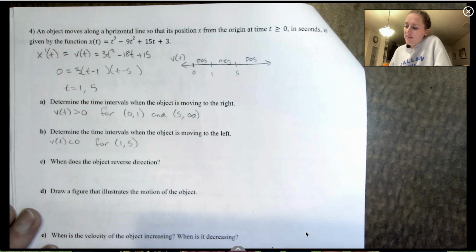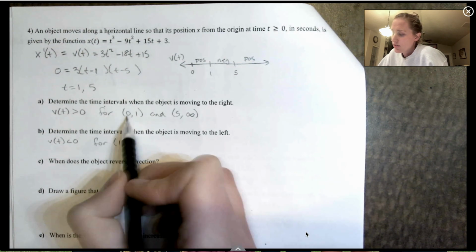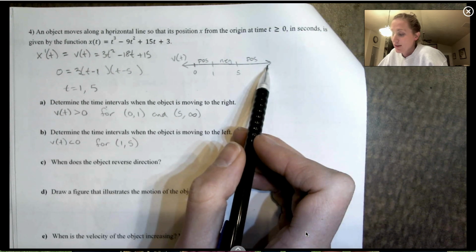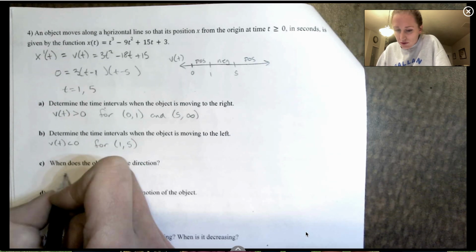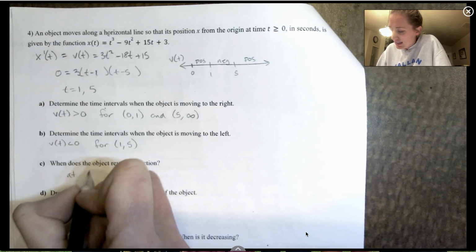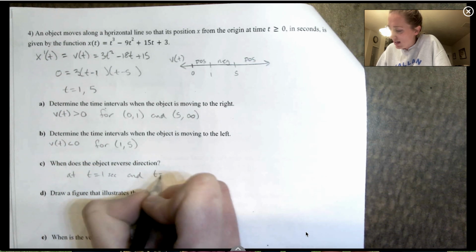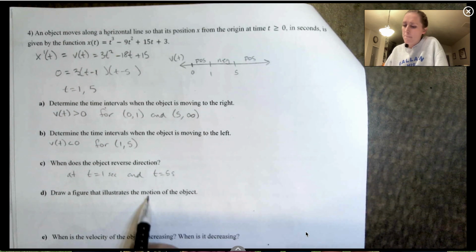Okay? When does the object reverse direction? So it's moving to the right to start, and then it switches and goes to the left, and then it switches and goes back right. So it's going to switch 2 times. It's going to switch at t equals 1 second and switch direction again at t equals 5 seconds. Okay? So draw a figure that illustrates the motion.